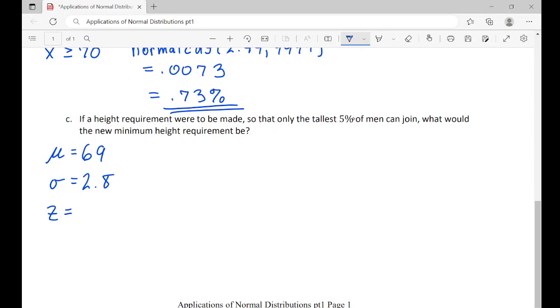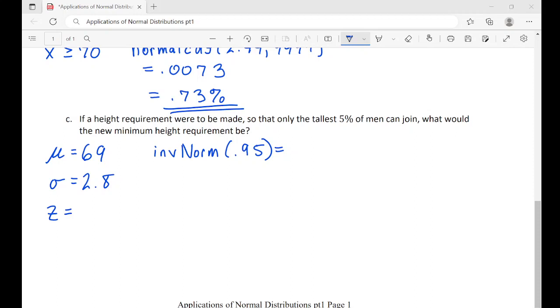And so we want the tallest 5%. So what we're going to do is in our calculator, we're going to go to inverse norm and find the z-score that corresponds to the tallest 5%. But the only way to do that is to know what the bottom percent is. So we need everything underneath 5%. So we're going to find what's underneath 5%, which is the bottom 95. So we're going to convert 5% and do that as 1 minus 0.05 to get 0.95. And now we're going to find the inverse norm of this.